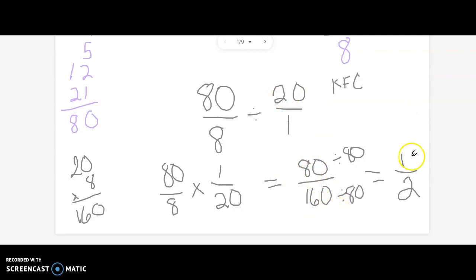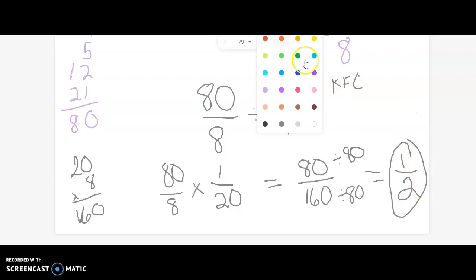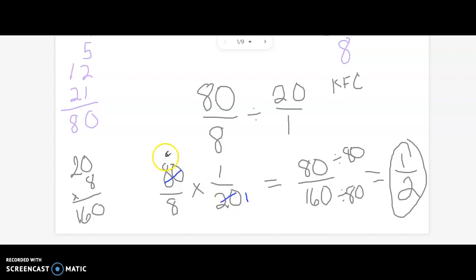Now, let me give you a little hint. This is going to be our final answer, but I want to show you something while I'm here. I could have simplified before I multiplied these fractions. I could have said, oh, well, 20 goes into 20 one time, and 20 goes into 80 4 times. And instead of getting 80 over 160, I would have gotten 4 times 1 is 4, 8 times 1 is 8, and then I would have simplified that to 1/2. So either way, you can multiply, then simplify, or you can cross simplify, then multiply. But anyhow, our final answer is 1/2.